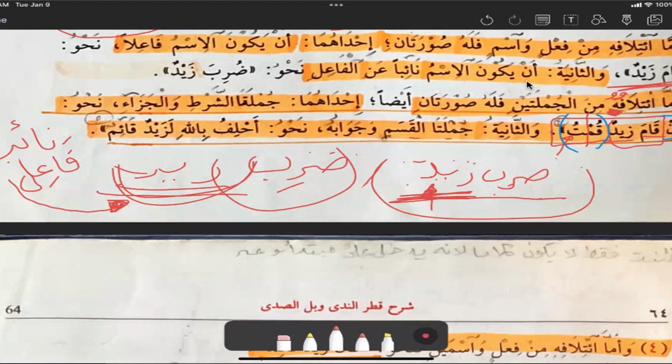Jumlatul qasam, the swearing clause, wa jawabuhu, and the response to the swear, or the subject of the swear, what's being sworn about, that clause. Nahwu: ahlifu billahi la Zaydun qa'im, such as ahlifu billahi, I swear by Allah. So ahlifu, I swear, that's a verb with a doer. That's a complete sentence.